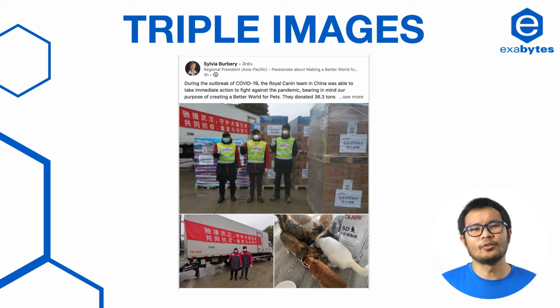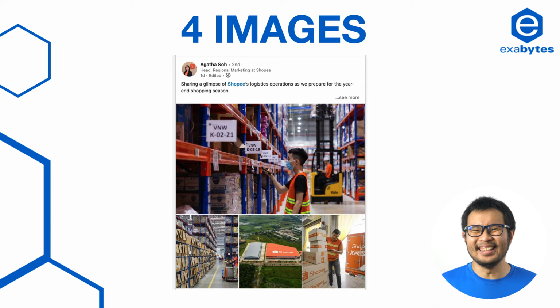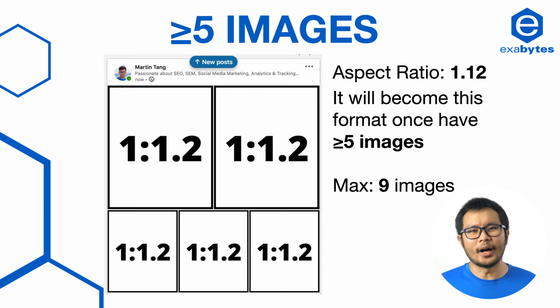When it comes to four images, the top still remains the 5:3 aspect ratio, but the bottom three images will become 1:1.2 aspect ratio. Regardless of the orientation of the images, it will display one big horizontal image on the top and three slightly vertical images at the bottom. If you upload five or more images, all images will switch to become 1:1.2 aspect ratio.